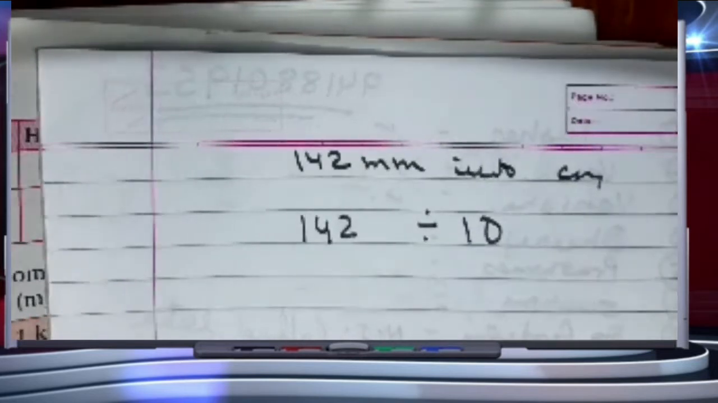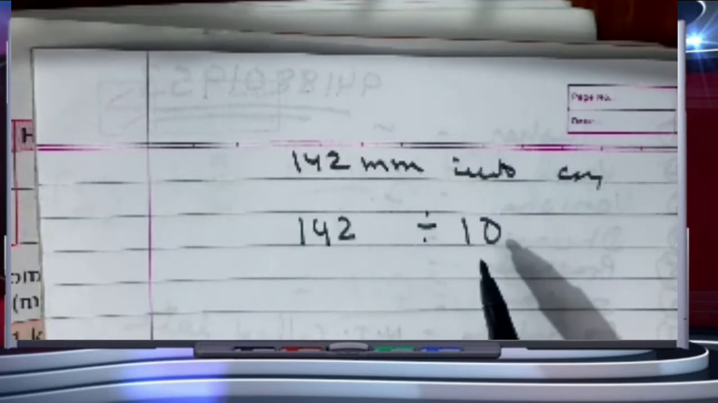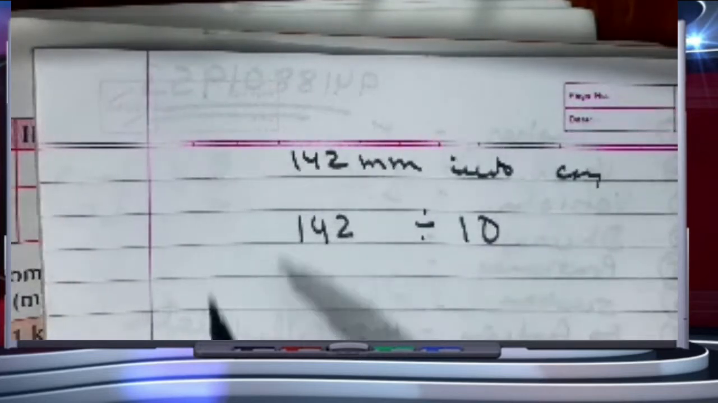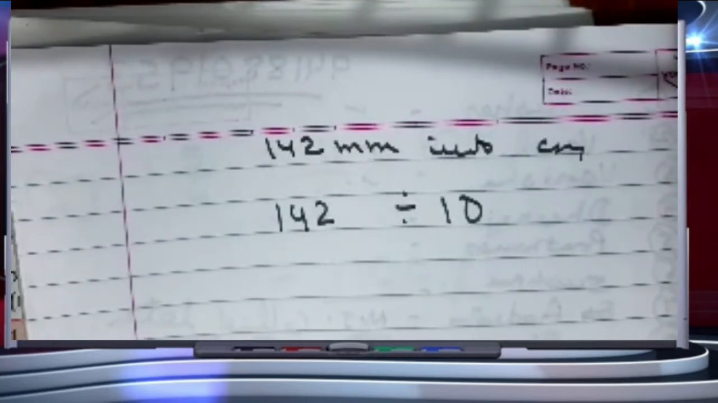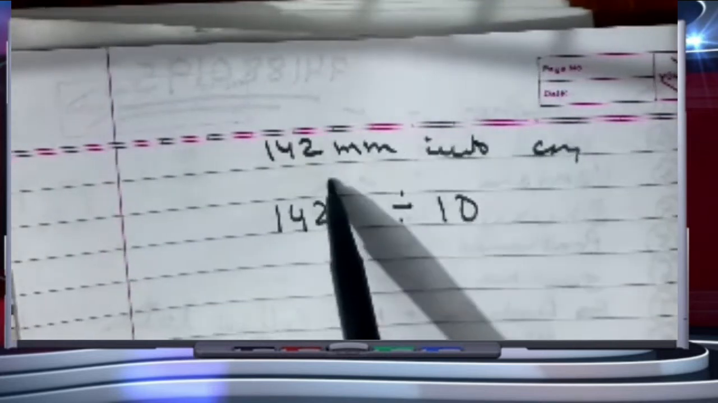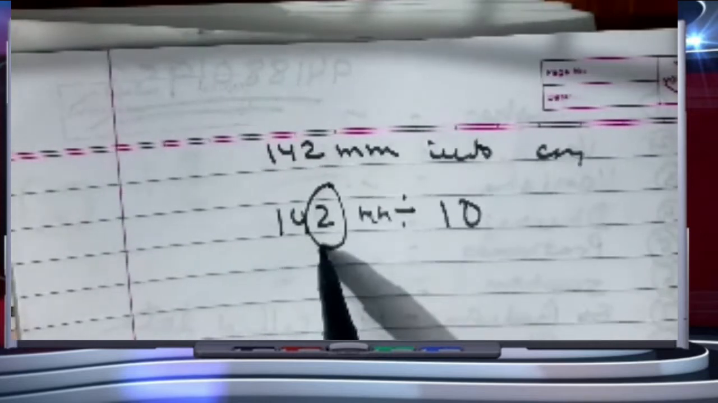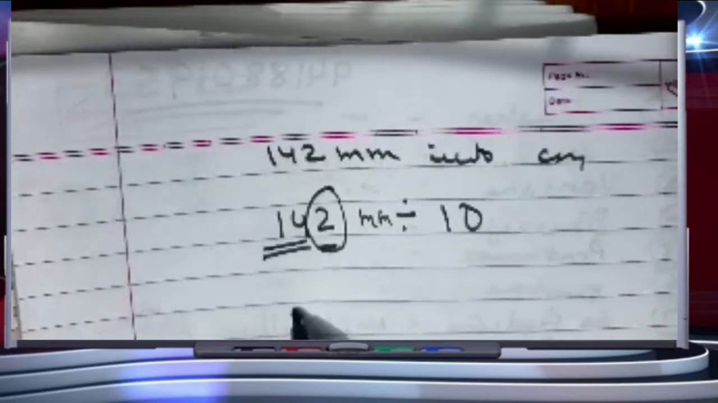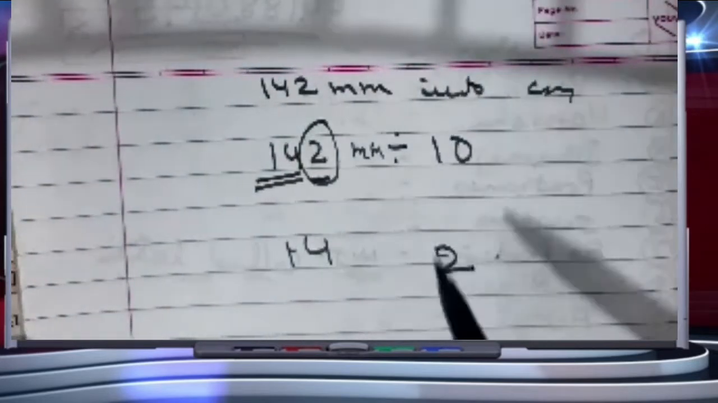Students, I have told you many times that whenever we have to divide a number by 10, 100 or 1000, we never do the full division work. We just see the number of zeros. Here 10 has one 0, so the last digit is the remainder. Here the last digit, that is 2, is the remainder, and the rest of the digits are the quotient. So 14 is the quotient and 2 is the remainder.